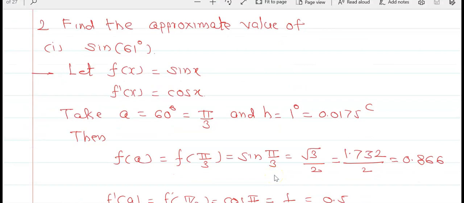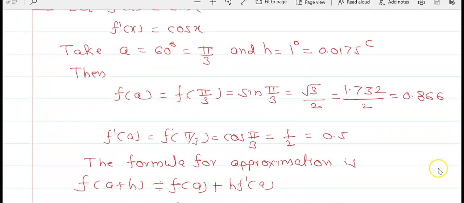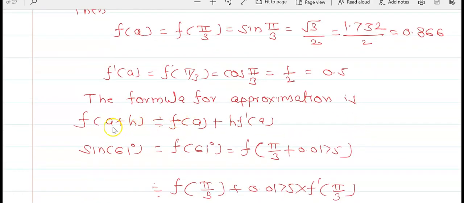f of x is equal to sin x, with 60 degree as pi by 3, and the value of 1 degree is 0.0175 radian. f of A, f of pi by 3, sine of pi by 3 is root 3 upon 2, 1.732 upon 2, 0.866. f dash of A, f dash of pi by 3, cos of pi by 3, 1 upon 2, 0.5. The formula for the approximation: f of A plus H is approximately equal to f of A plus H into f dash of A.